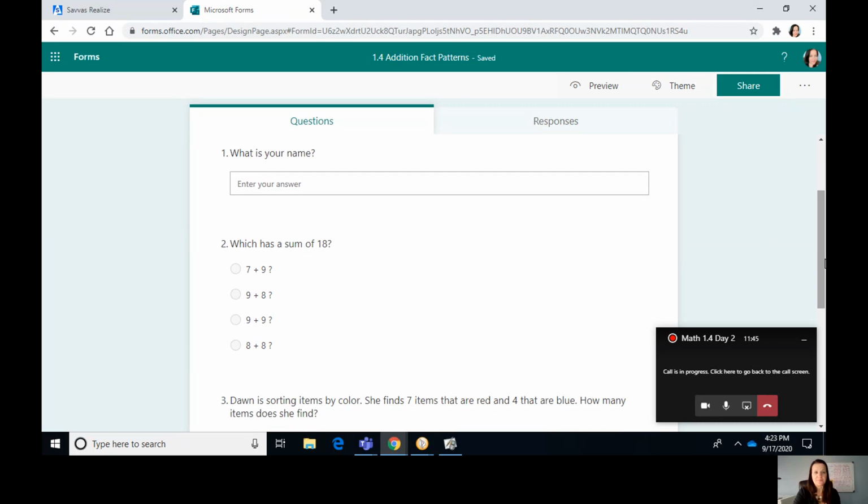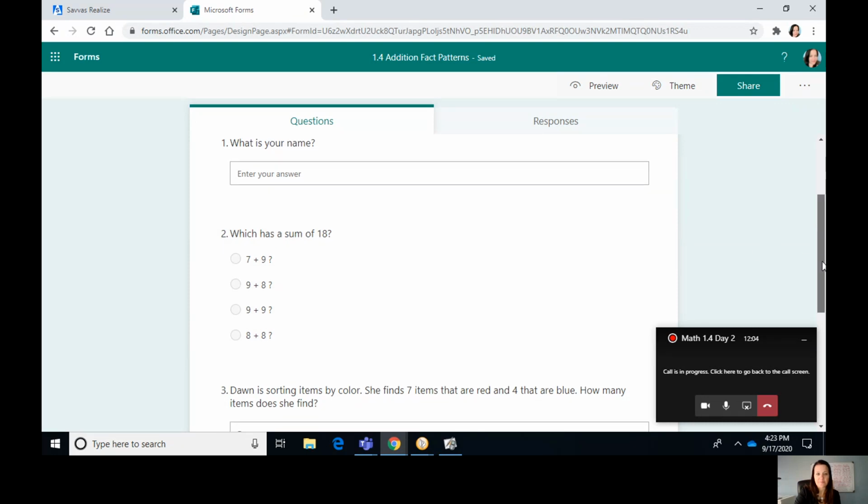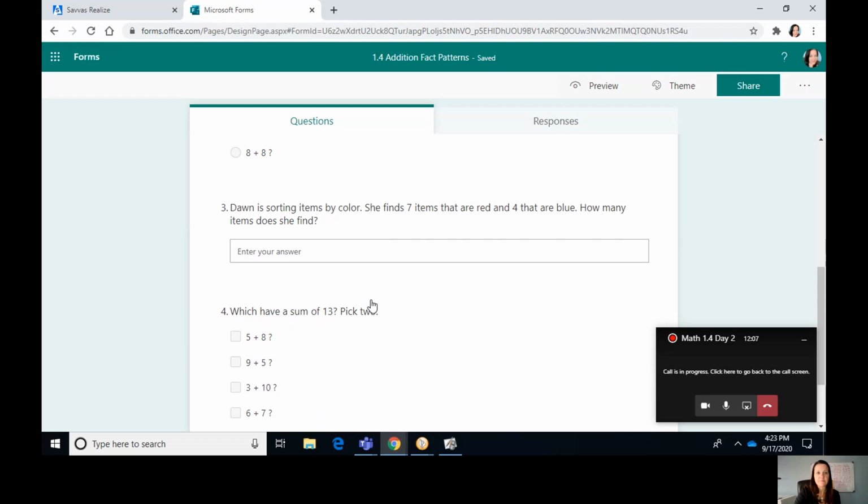Okay, first question. Which has a sum of 18? So we need for you to go through each one of these, figure out which one has a sum of 18, and then click on it. The next one. Dawn is sorting items by color. She finds 7 items that are red and 4 that are blue. How many items does she find? So you want to enter your answer here. So you're going to type the answer.